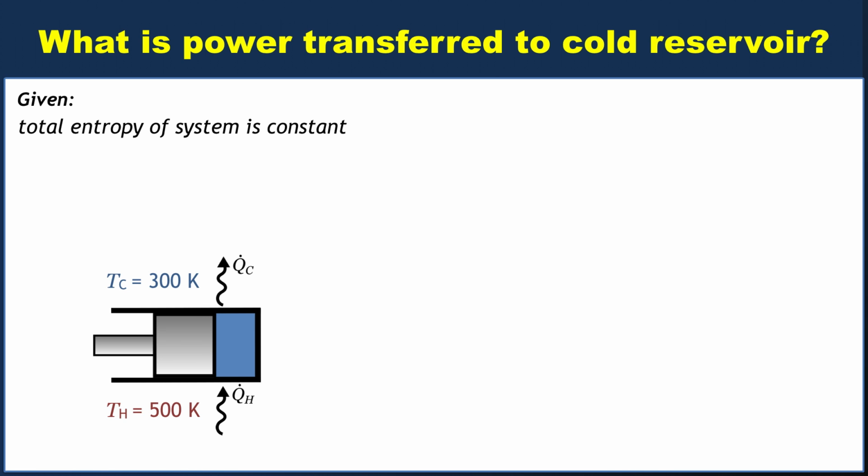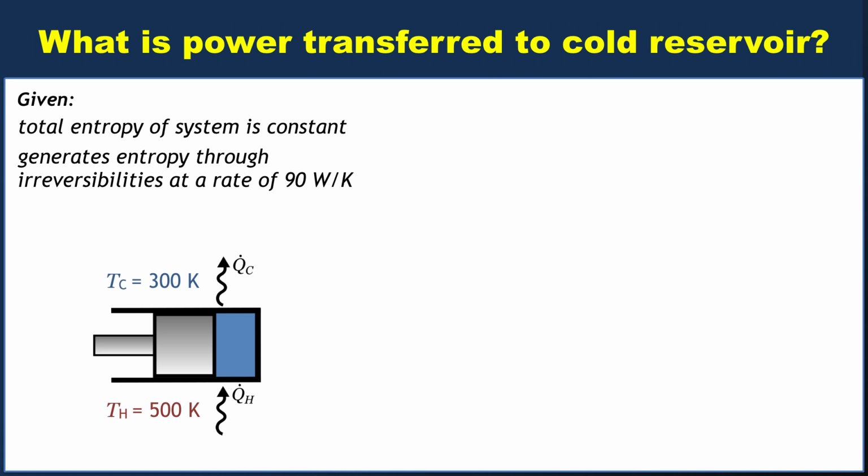What is important is that the total entropy of the system is constant, and we're also told that as a result of irreversibilities within this process, it generates entropy at a rate of 90 watts per Kelvin. So we're going to need to incorporate that. We're also given the value of Q dot H, which is 30 kilowatts. So 30 kilowatts are being delivered into the system as a result of being attached to the hot reservoir. Okay, so how can we figure out what the power is that is transferred to the cold reservoir? In other words, what is the value of Q dot C?